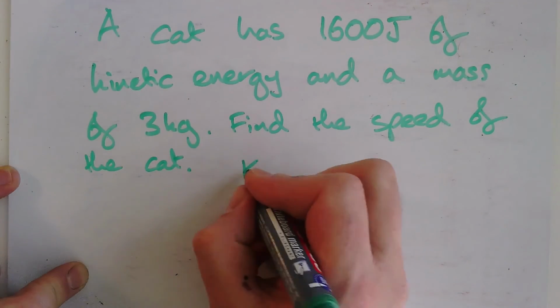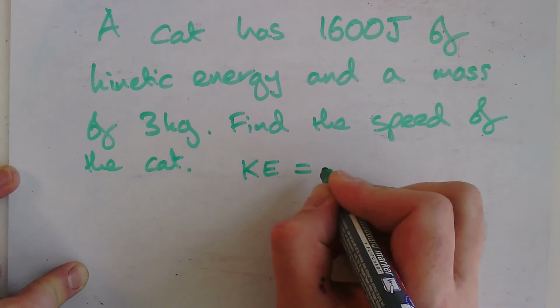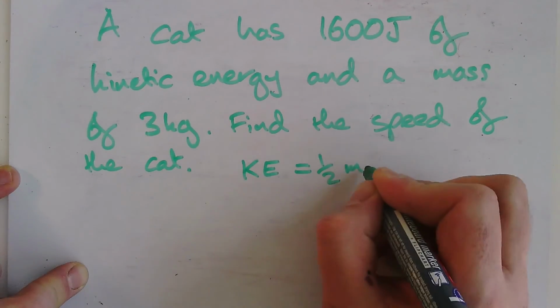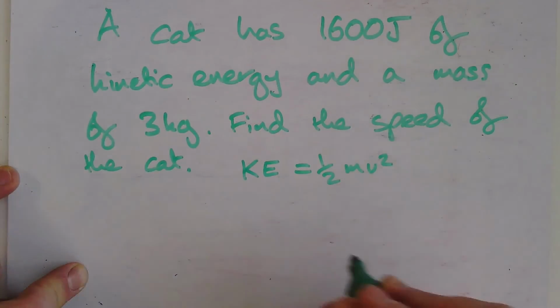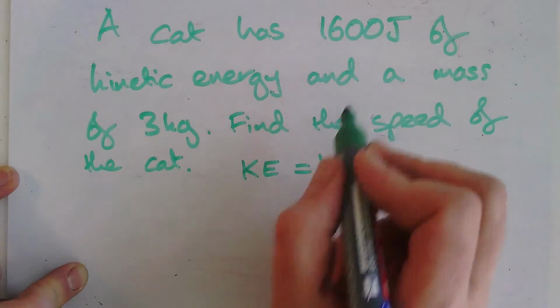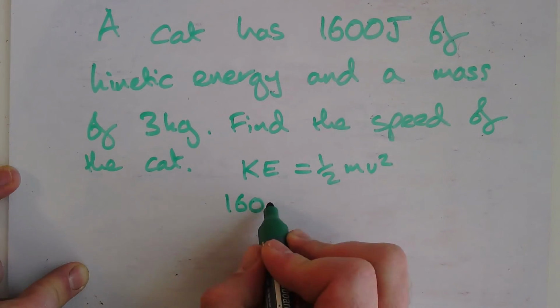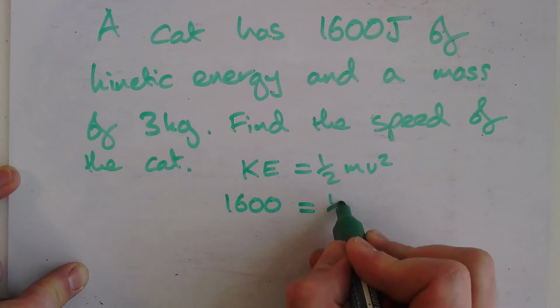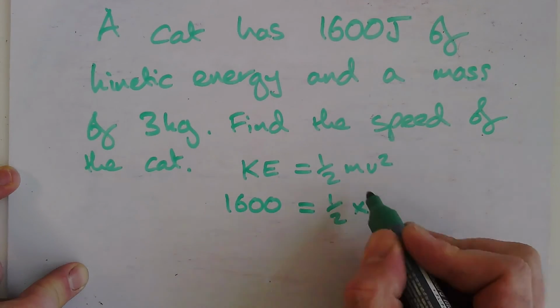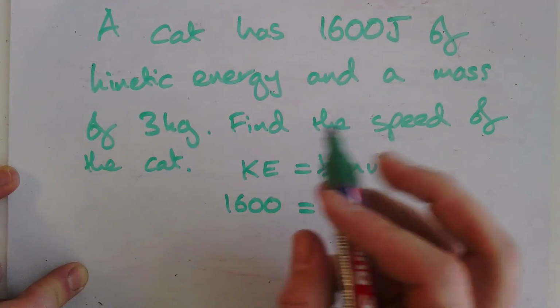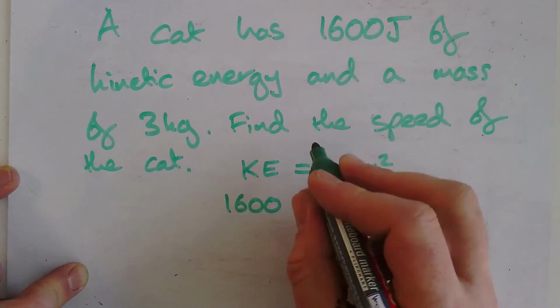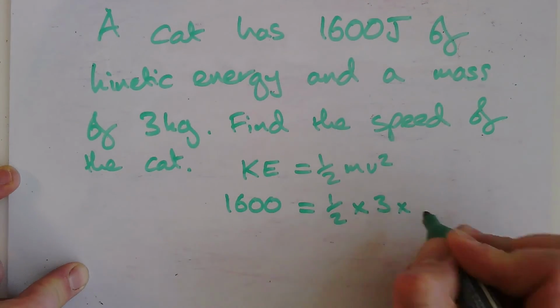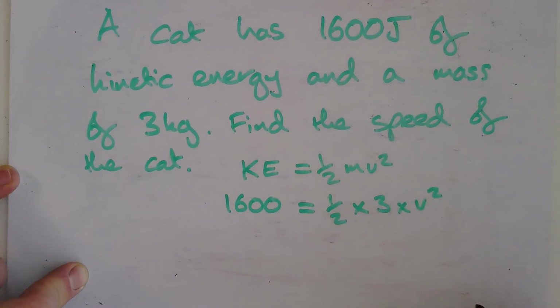So, dig out our equation. Kinetic energy is equal to half mv squared. Put in our numbers. Our kinetic energy is 1600 joules. Half is a half. Next one is a mass. Do I know the mass? I know the mass. Good. Velocity squared is the thing that I do not know and I need to find out.